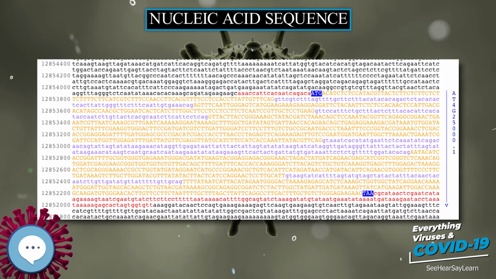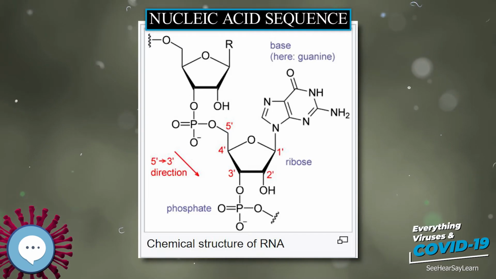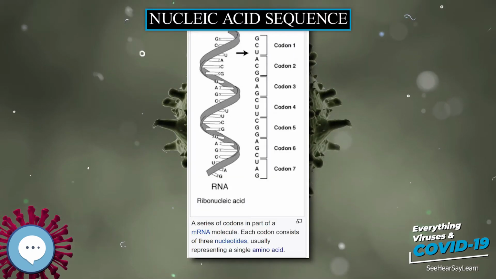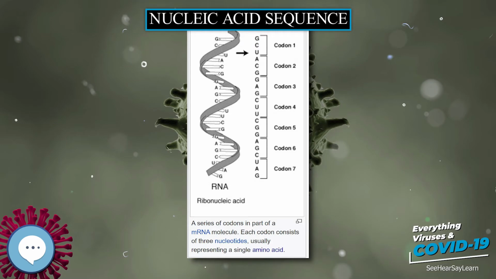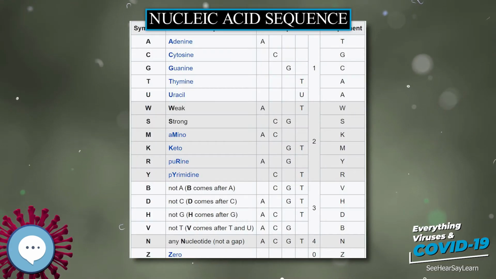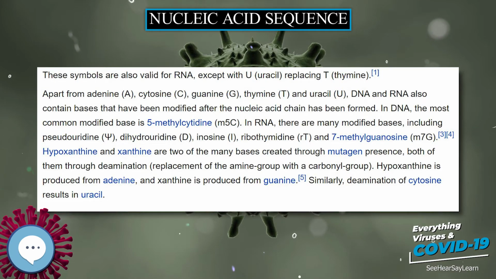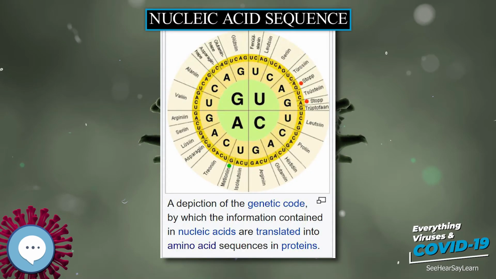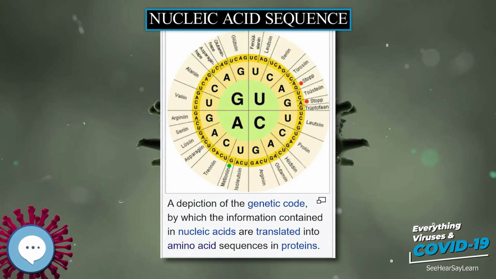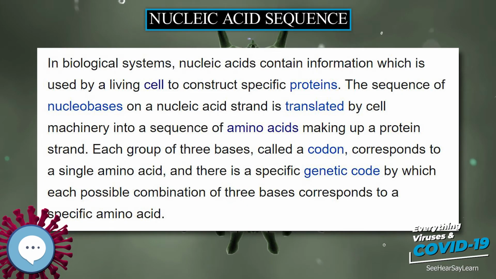Notation. Comparing and determining % difference between 2 nucleotide sequences. While A, T, C, and G represent a particular nucleotide at a position, there are also letters that represent ambiguity, which are used when more than one kind of nucleotide could occur at that position. The rules of the International Union of Pure and Applied Chemistry, IUPAC, are as follows. These symbols are also valid for RNA, except with U, uracil, replacing T, thymine.